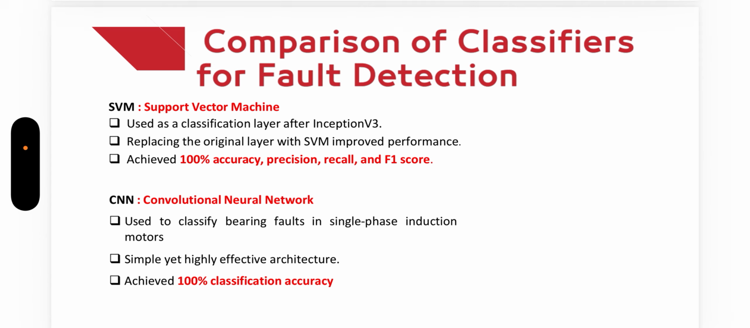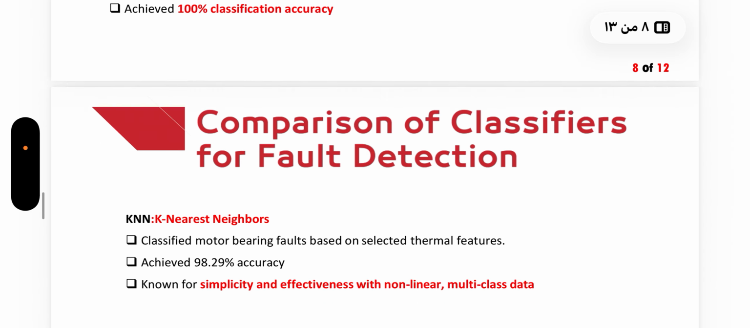CNN. Convolutional neural network used to classify bearing fault in single phase induction motor, a simple yet highly effective architecture, achieves 100% classification accuracy.